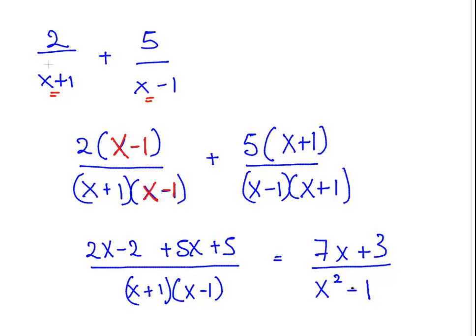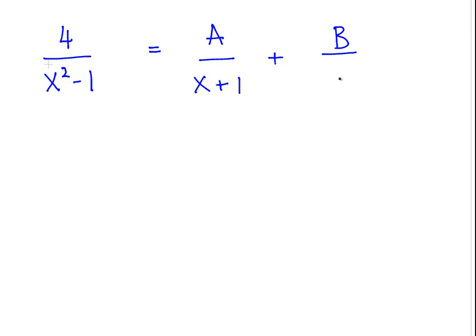Okay. So what we're going to do now is try out something a little bit different. We're going to try and solve this expression here. So we have 4 over x squared minus 1. Remember that was x plus 1 times x minus 1. And we're going to let that equal a over x plus 1 plus b over x minus 1.